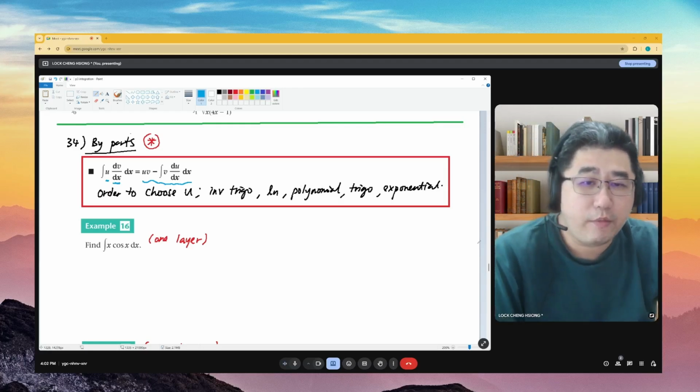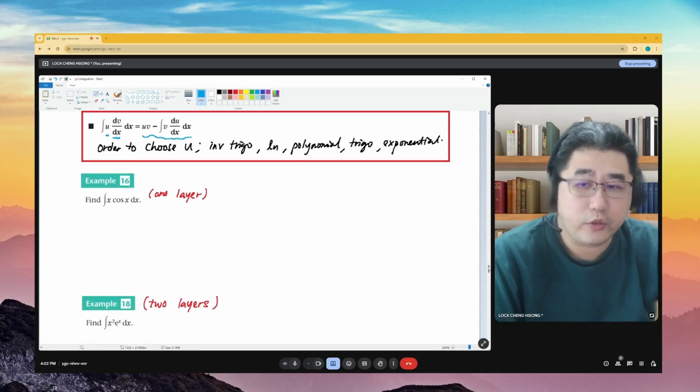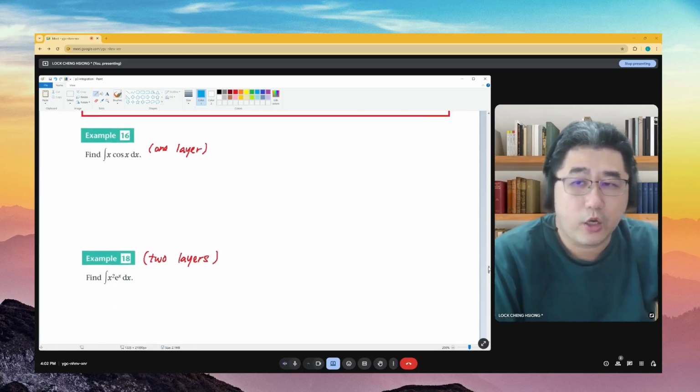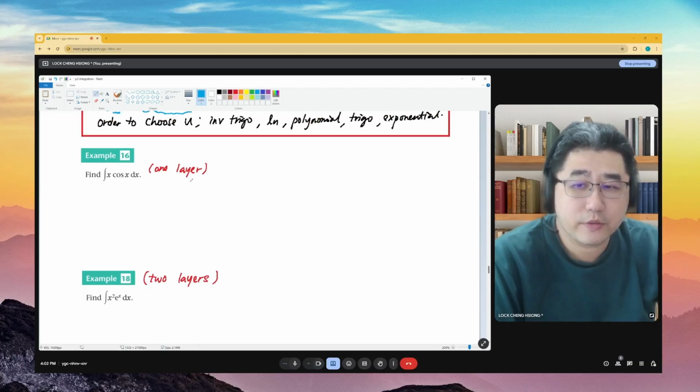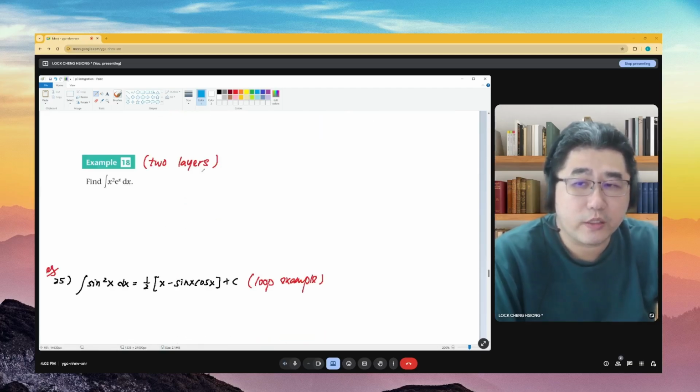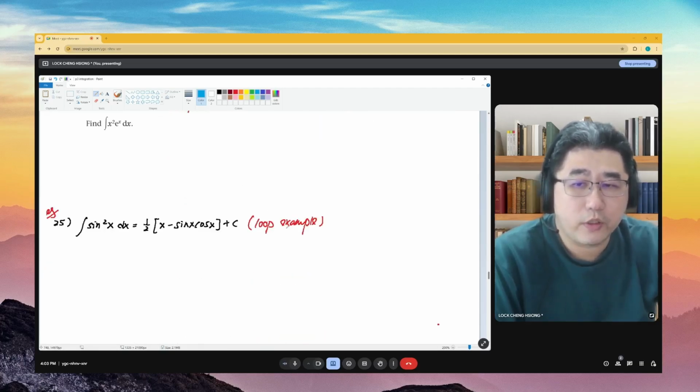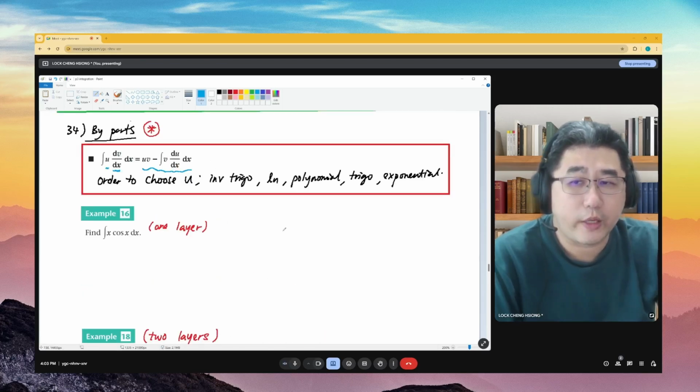The questions we're going to split into a few types. Over here I have 1 layer by parts. Over here I have 2 layers by parts. And over here I have a loop example. So we will look at them one by one.